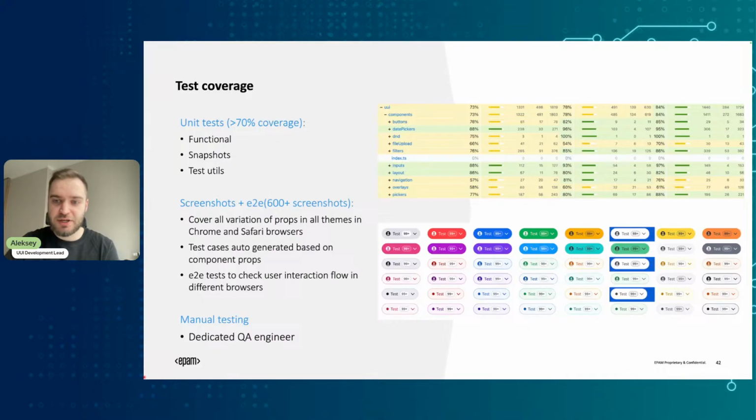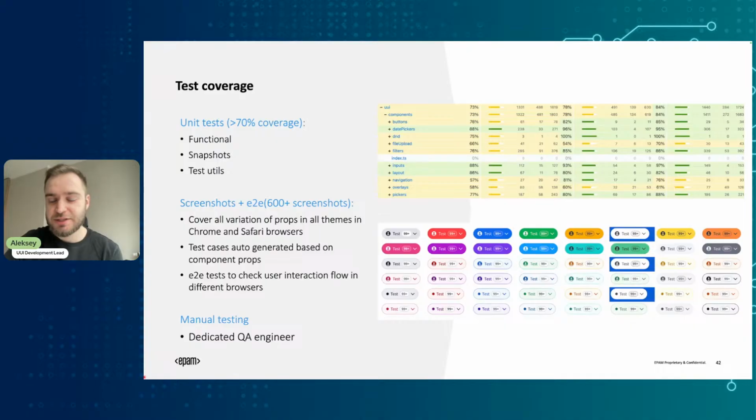With this generation mechanism, we quickly created over 600 screenshots that test components in all possible variations, considering different themes and different browsers. This significantly helped us with regression and reduced the chance of visual bugs.